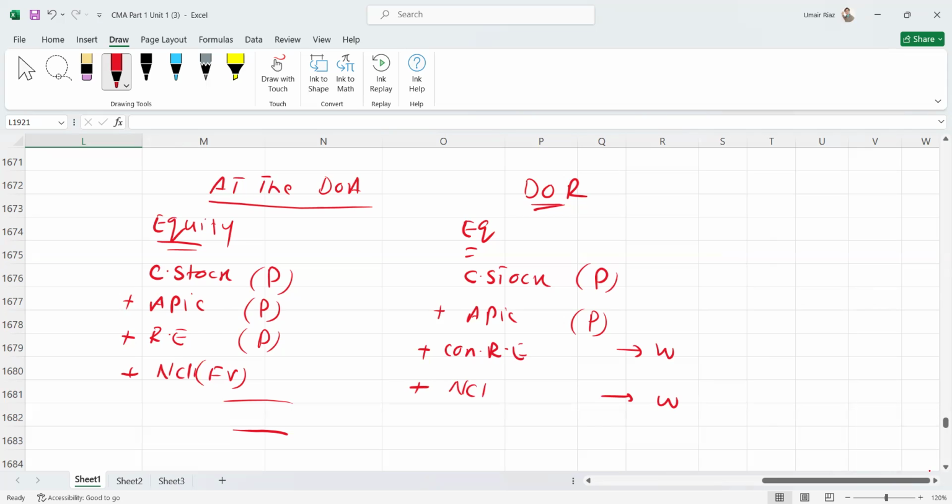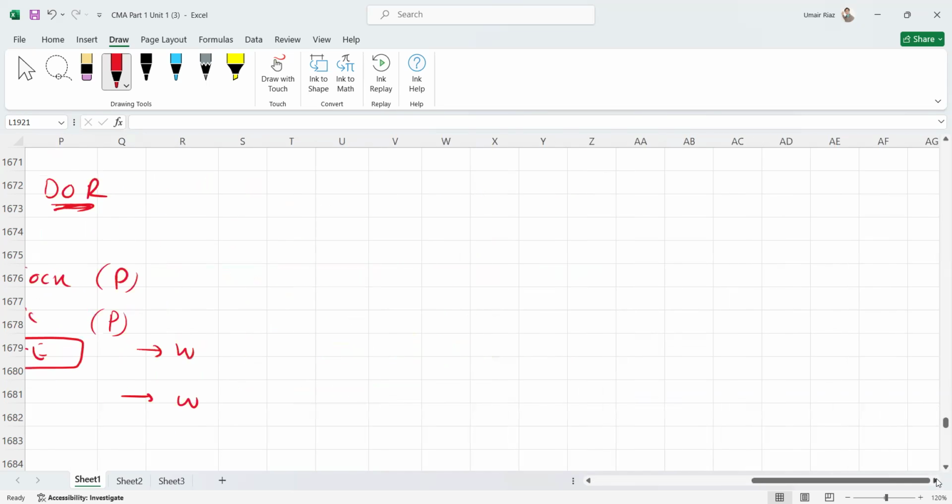And he's asking at the date of acquisition. So let me tell you guys, at the date of acquisition, consolidated retained earning will include the amount of parent only. Okay. This is the answer of the question. Of the parent only. But if you are calculating consolidated retained earning at the reporting date, then it has a separate format. This format I have already explained.